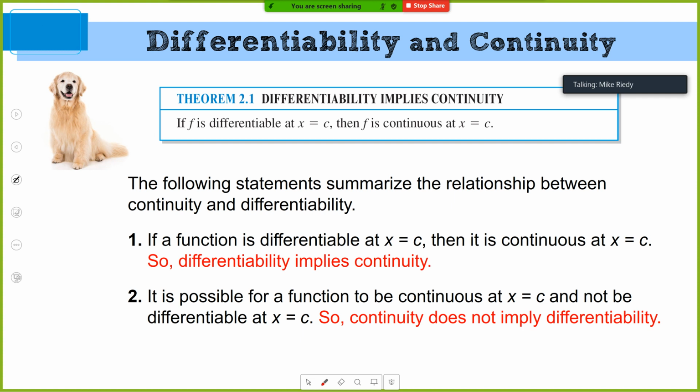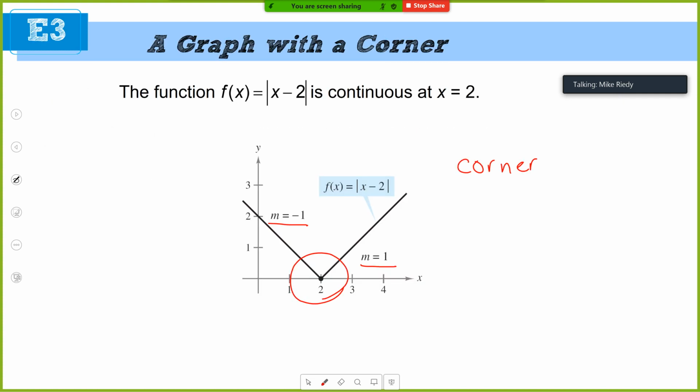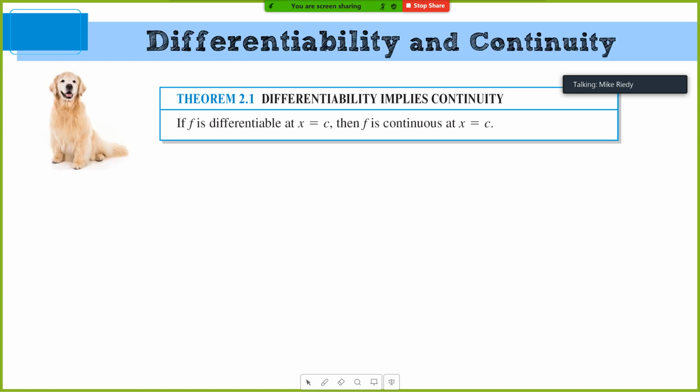And you're going to get those two confused. Hopefully, if you get them confused, you'll come back to that picture. Because again, this picture is continuous, but not differentiable.